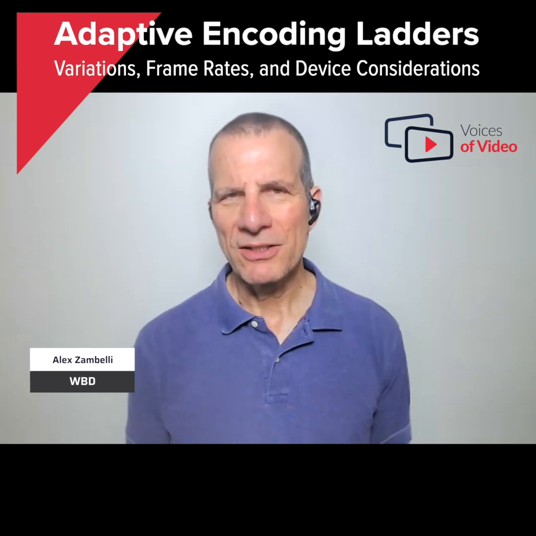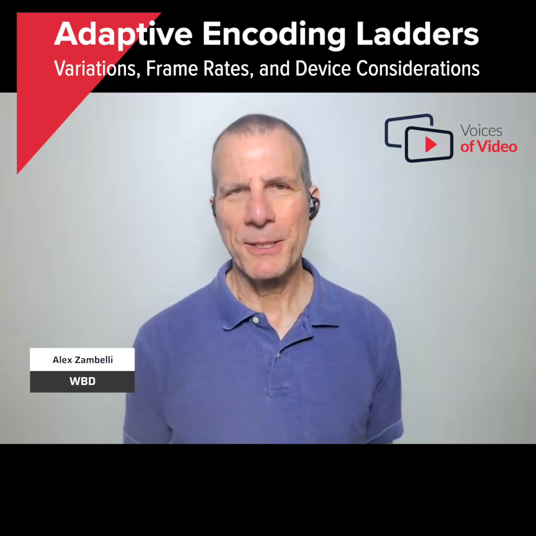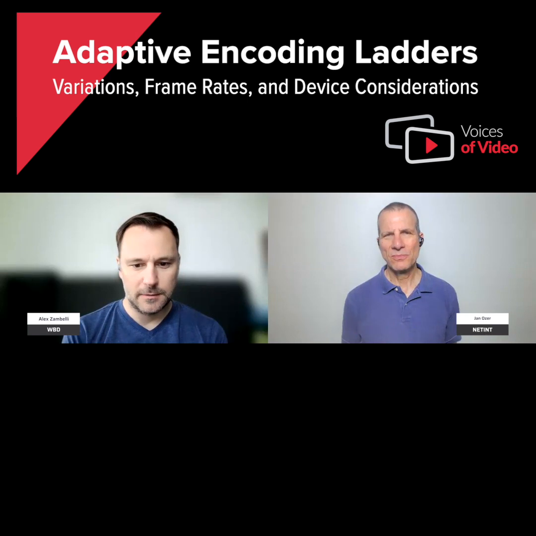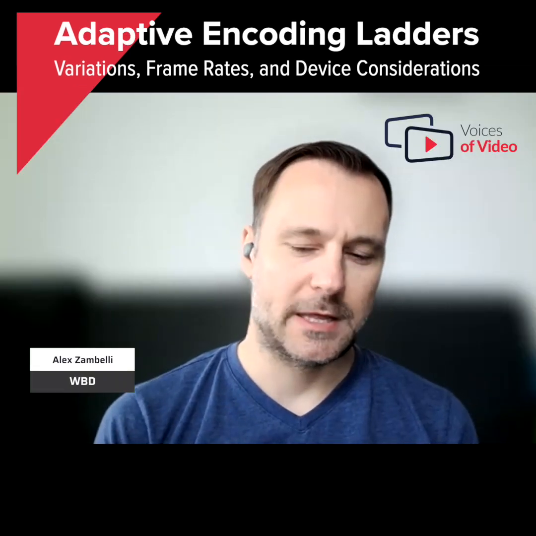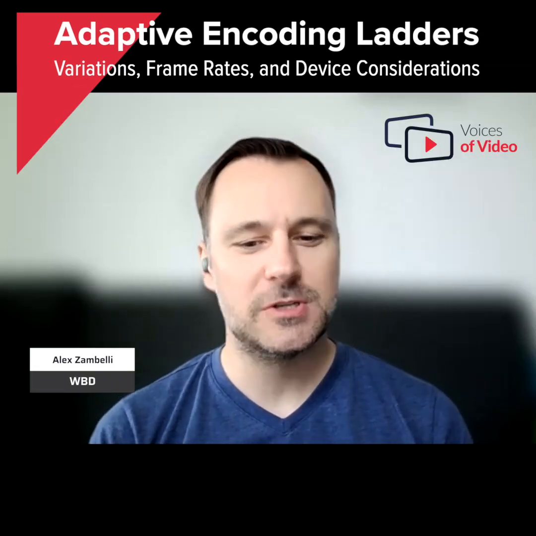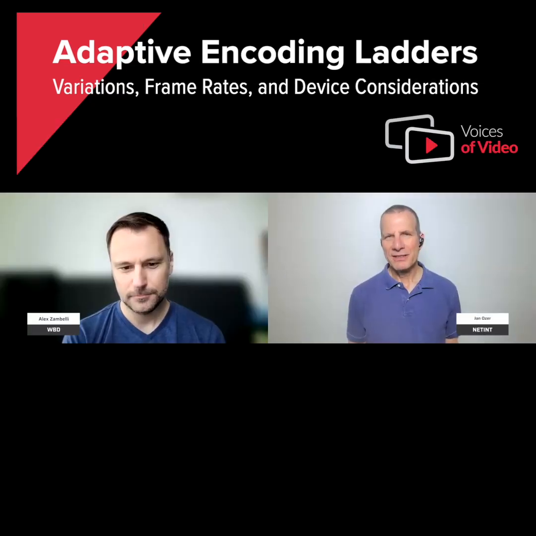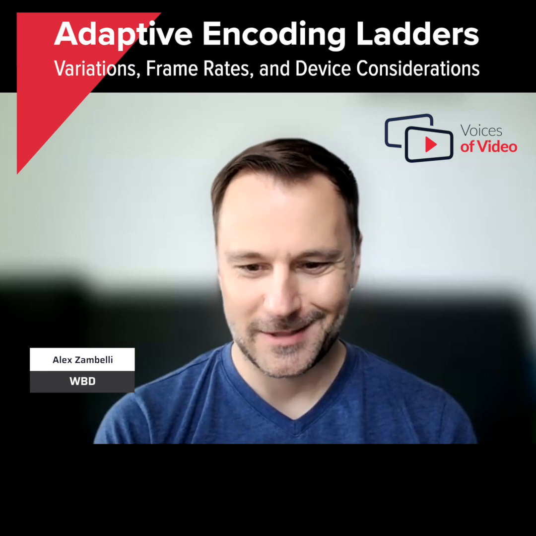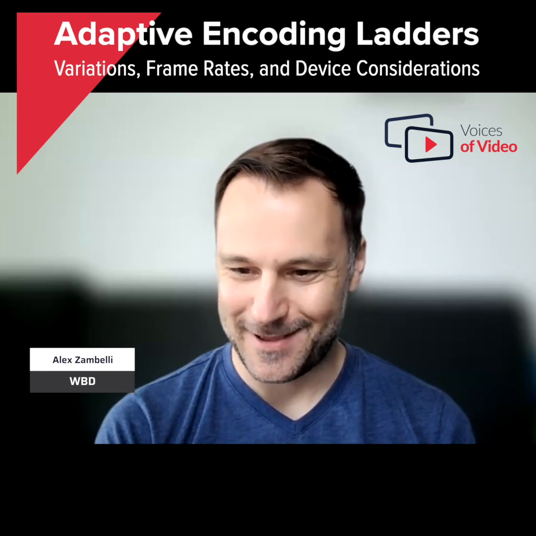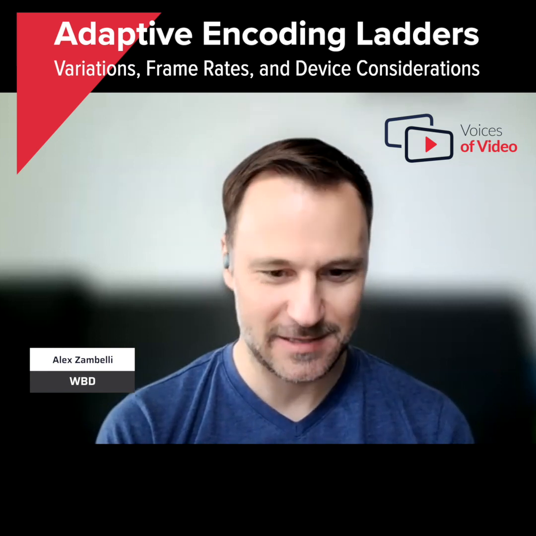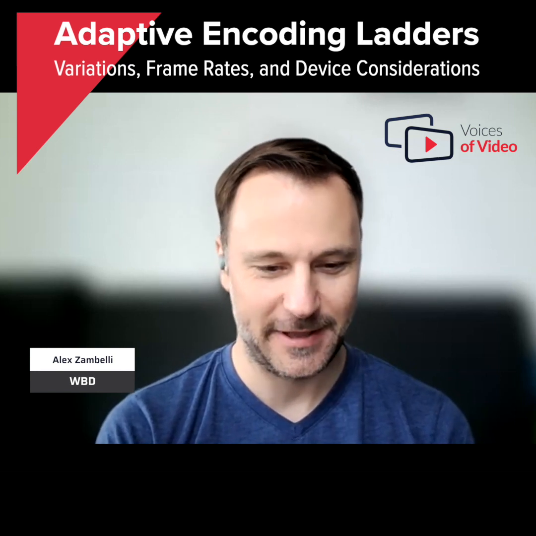How many encoding ladders do you have for a typical piece of content? So the way we define, when you say how many encoding ladders, you mean different variations of encoding ladders, or do you mean steps within the ladder? Different variations of encoding ladders. Literally looking at the spreadsheet right now, and I think it's about 6 or 8 different variations right now.